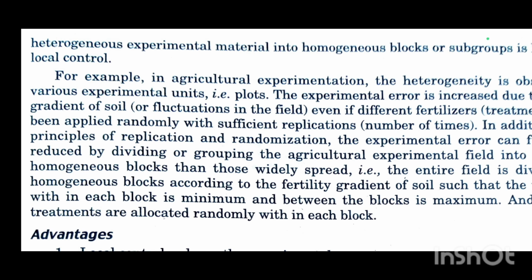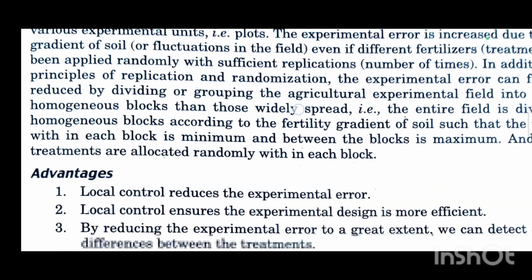So simply, if you directly apply heterogeneous values, we can't get the exact information from the given data. But here we get local control applications without randomization and without this homogeneous functionality. So we are just converting the heterogeneous plots into some homogeneous subgroups. Then we will easily get accurate values from the experiment. That's why local control is very useful.